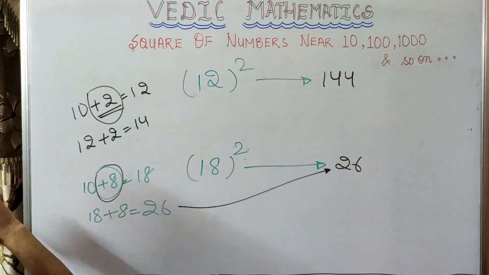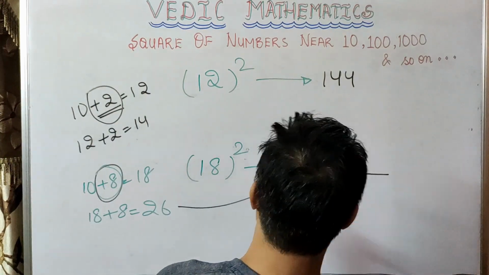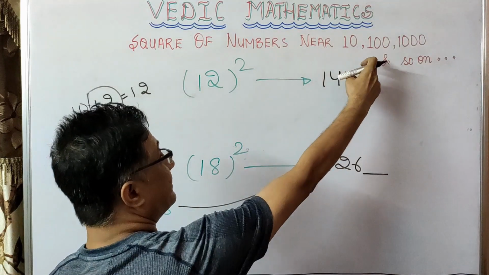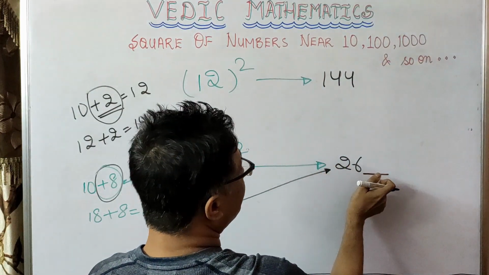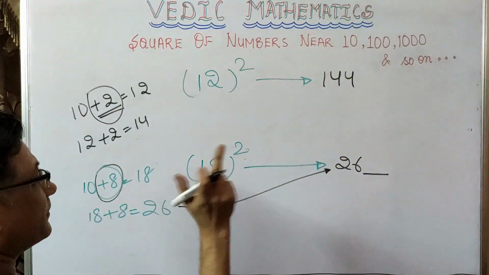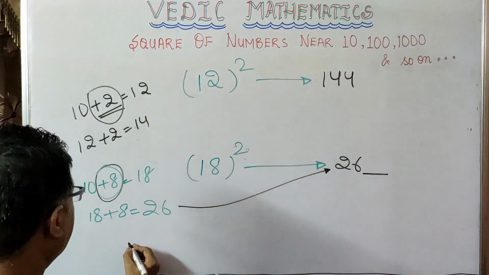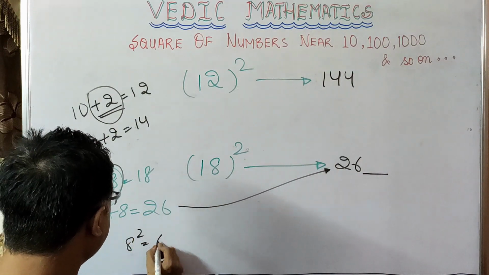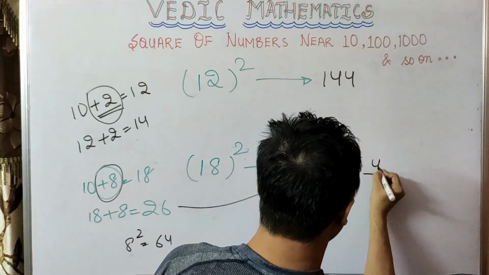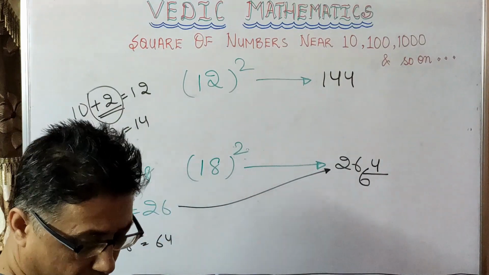The base is 10. And because the base is 10, we can have only one digit over here. Similarly, if the base is 100, you will have 2 digits over here. If the base is 1000, you will have 3 digits over here. But because now the base is 10, we have 1 digit over here. And the square of 8 is 64. So we write 4 here and we write 6 here for carrying forward.